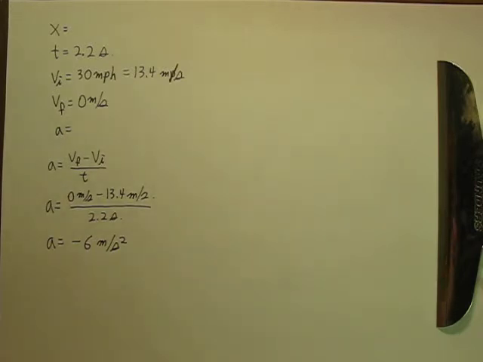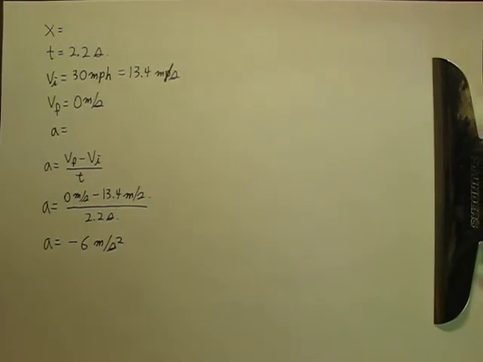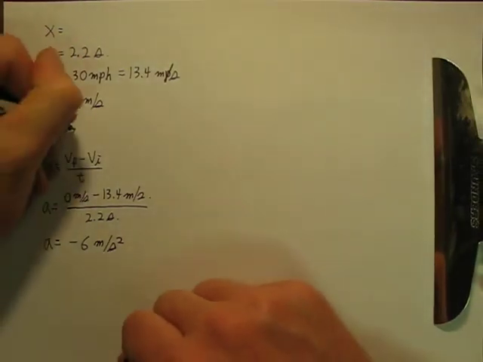How do I know I was accelerating backwards? Well, because I felt that the seatbelt was pushing me backwards. As I slammed on the brakes, I felt the seatbelt pushing me backwards, which meant that the whole car and myself was accelerating backwards at -6 meters per second squared. Let's put that up there.